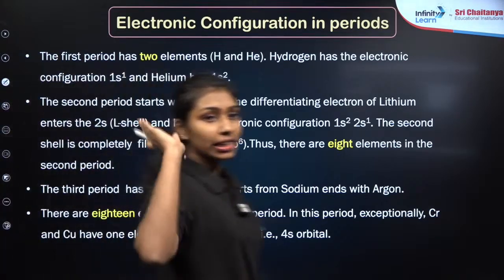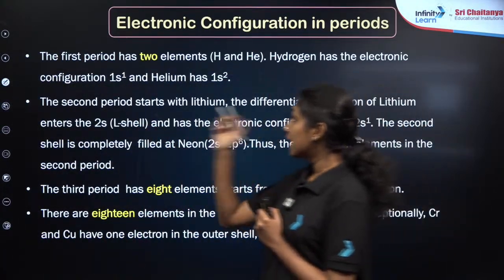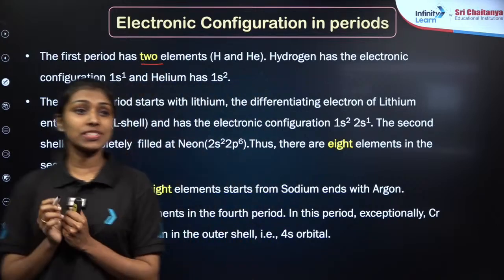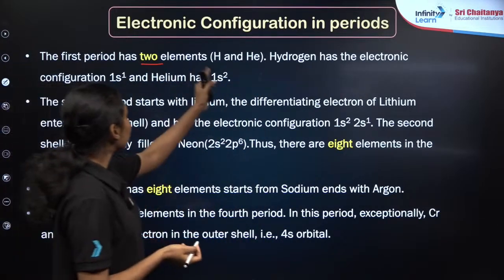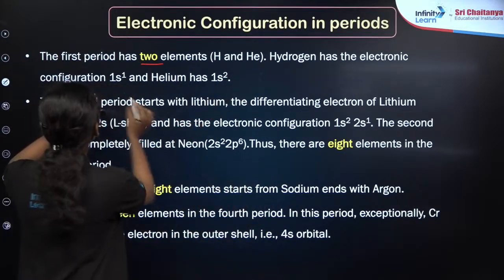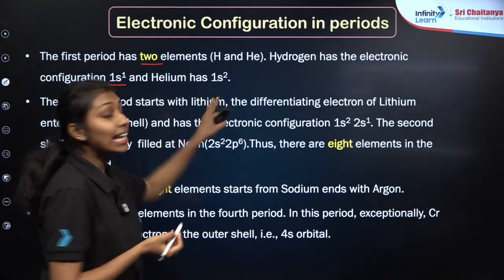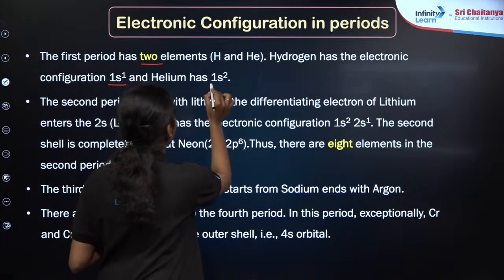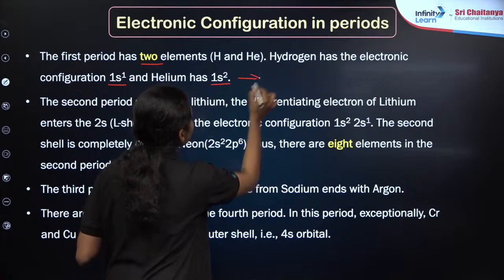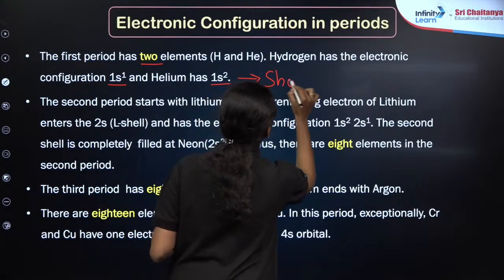Okay, the same points are written in the slide also. You can see that the first period has 2 elements, which are hydrogen and helium, right? Hydrogen has the electronic configuration of 1s1 and helium has the electronic configuration of 1s2. Therefore, this will be the shortest period among the 7 periods.